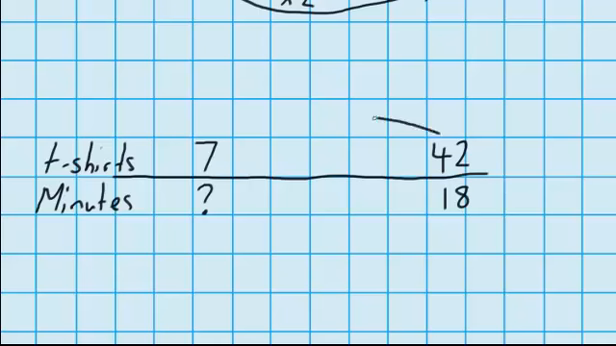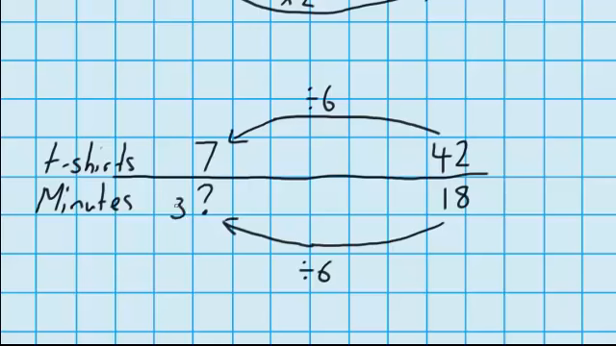So I'm thinking, how is 42 changed into 7? Well, I know that 42 divided by 6 equals 7. So if I have to make 6 times fewer t-shirts, it must be 6 times quicker to make them. So to do that, I'm going to have to divide by 6. And I know that 18 divided by 6 is 3. So if it takes 18 minutes to make 42 t-shirts, it should take 3 minutes to make 7 t-shirts.